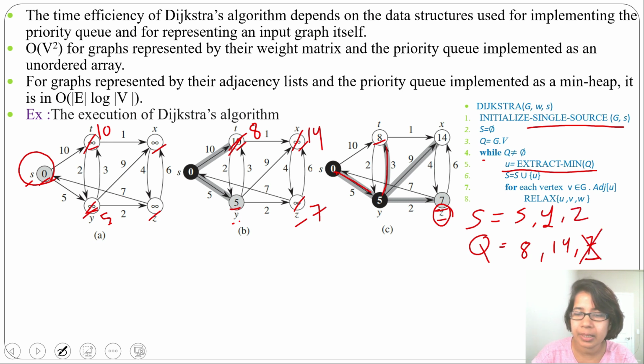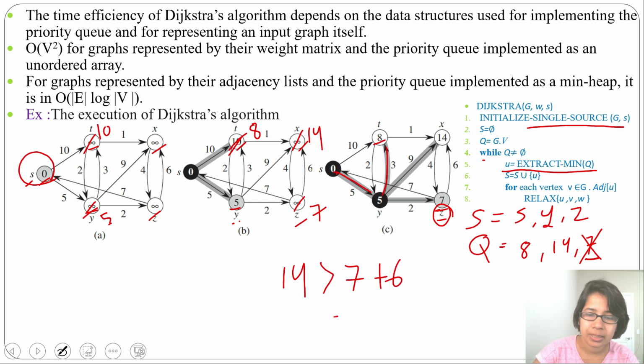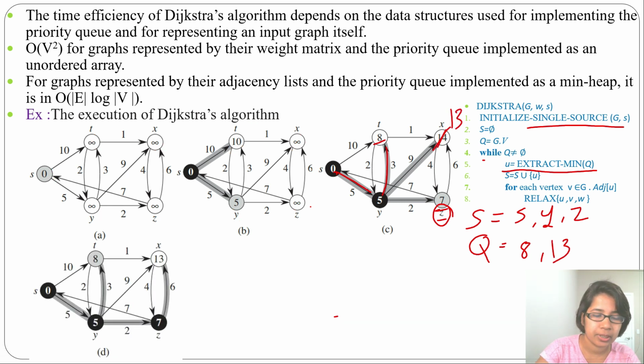Then for each vertex adjacent to Z, Z's adjacent vertex is this X. Now I'll relax this X. The X weight is 14. Now via Z, it will be 7 plus 6, so 7 plus 6 is 13. Is 14 greater than 13? Yes. So this X will be updated to 13. Now after the update, we got this.